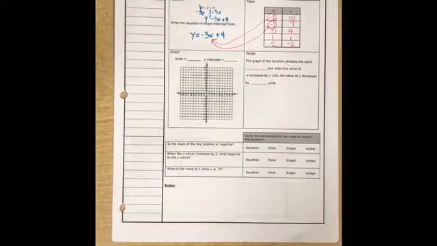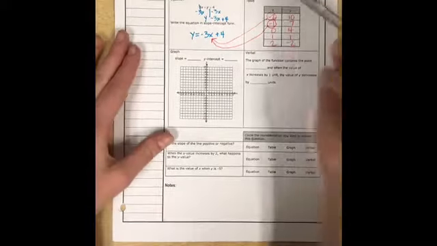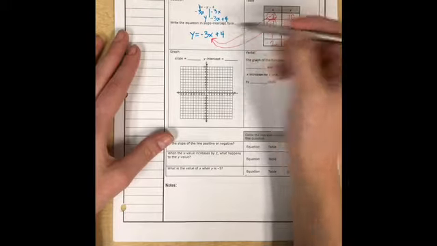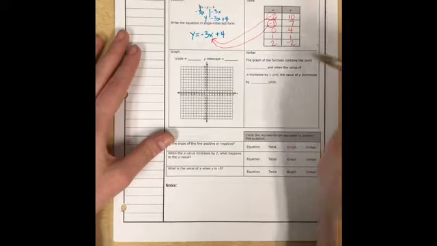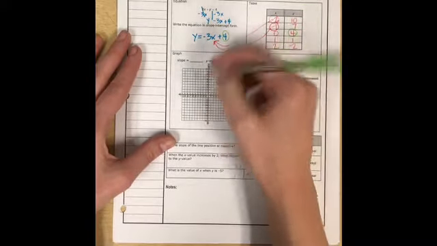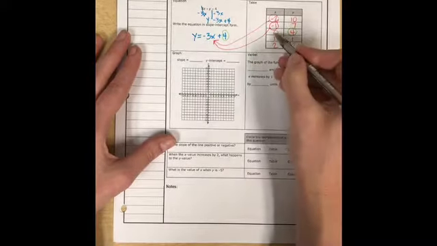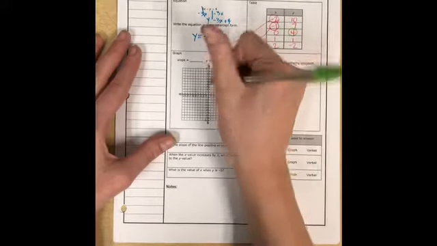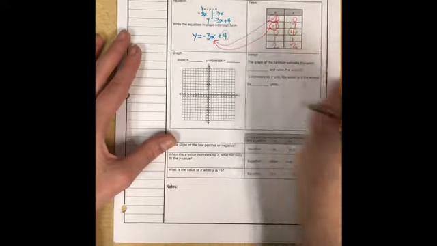Okay, so now we're going to go into the graph. I know that my y-intercept is right here. This is where our line is going to cross on our y-axis. So when x is 0, my y is 4. So I'm going to go ahead and just put a dot right there.